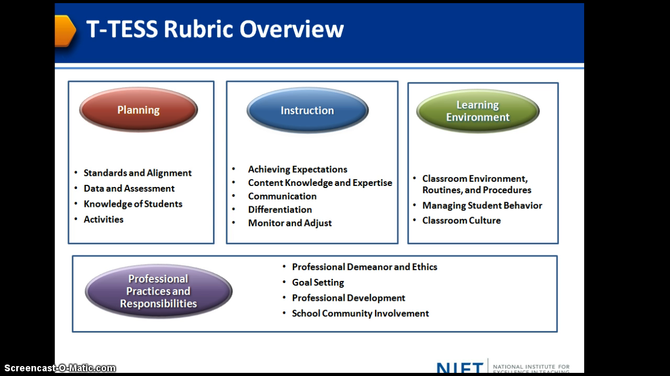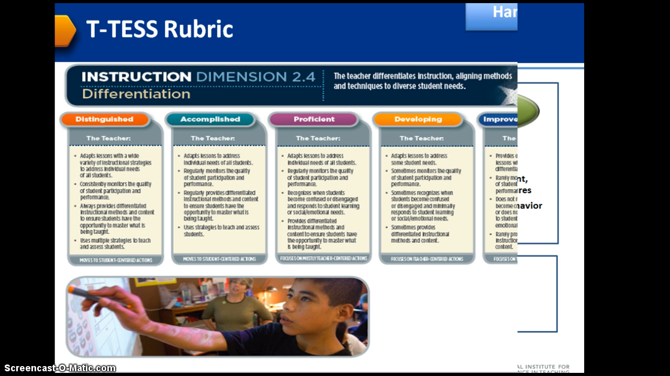It starts with planning, where we look at standards and alignment, data and assessment, knowledge of students, and activities. Then it moves into instruction, where it's achieving expectations, content, knowledge, and expertise, communication, differentiation, and how to monitor and adjust instruction. The next section is called the learning environment. And this is your classroom environment, routines and procedures, managing student behavior, setting that classroom culture. And finally, we have a piece that you will discuss with your principal in your end-of-year summative called professional practices and responsibilities. That is your professional demeanor and ethics, goal setting, professional development, and school community involvement.